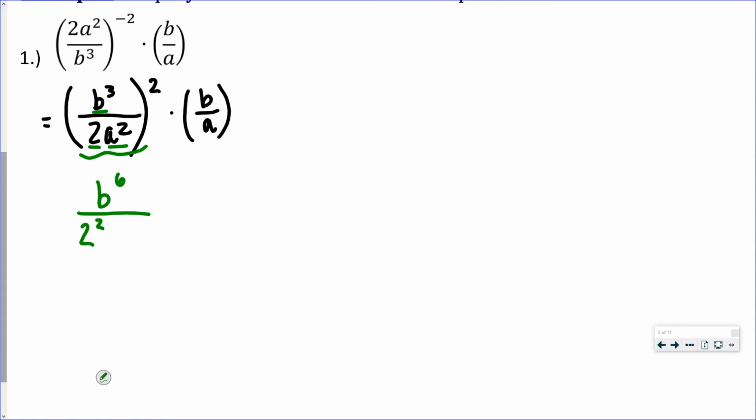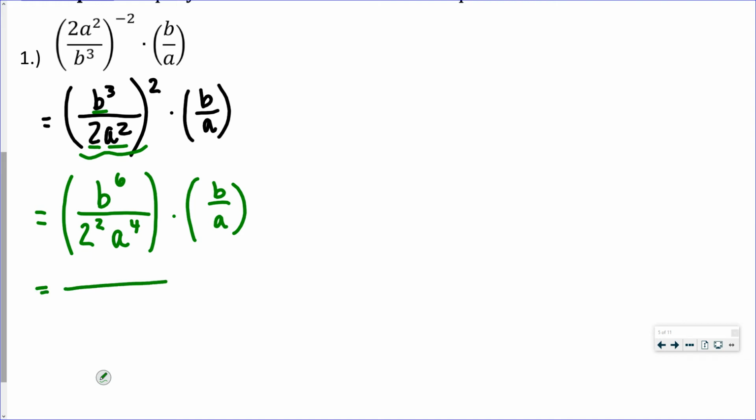I'll write out that. A squared would get that power. I'd multiply those, so that becomes a to the 4th. Now after I evaluate that, I can actually multiply these together. So up top, I have b to the 6th times b to the 1st. What would that become? B to the 7th. We'd add them. Yep, b to the 7th. Good. All right, 2 squared would become 4.